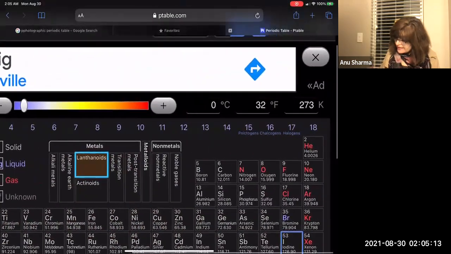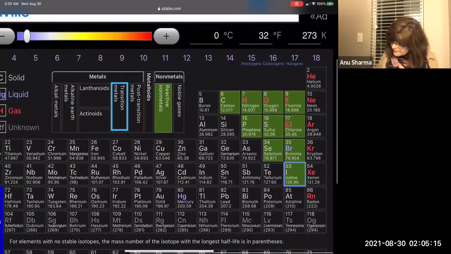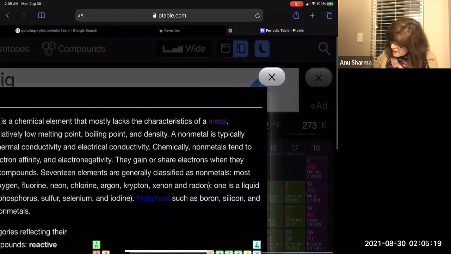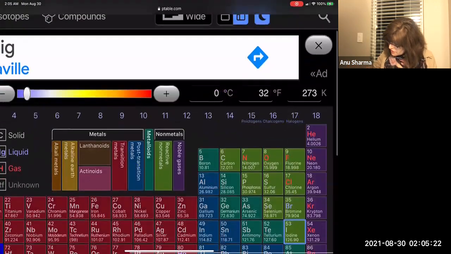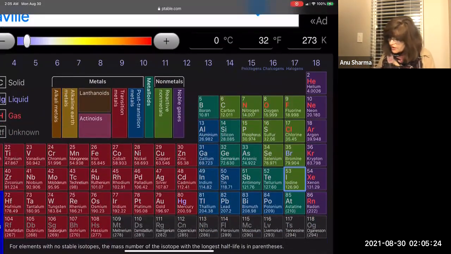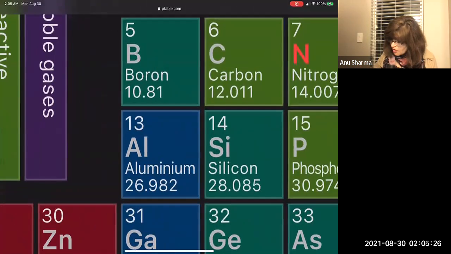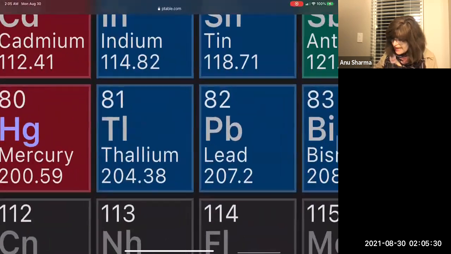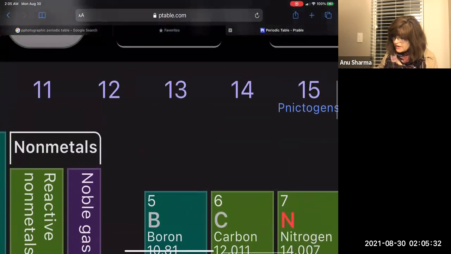Next, look at these guys over here: boron, aluminum, gallium, indium, thallium. Okay, so boron, aluminum, gallium, indium, thallium. 13.